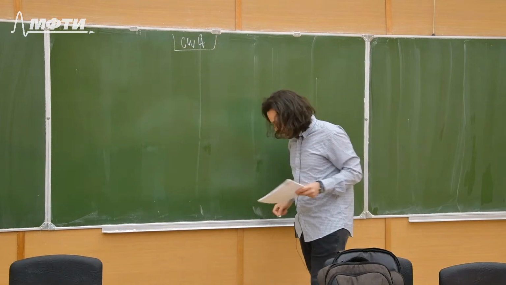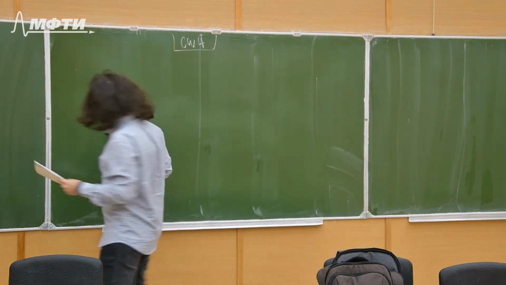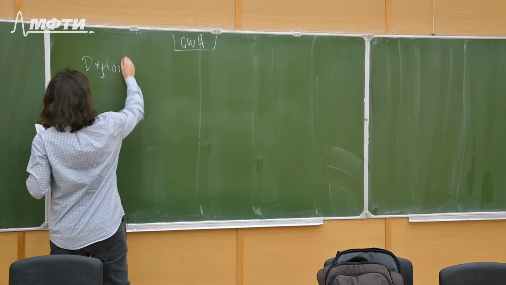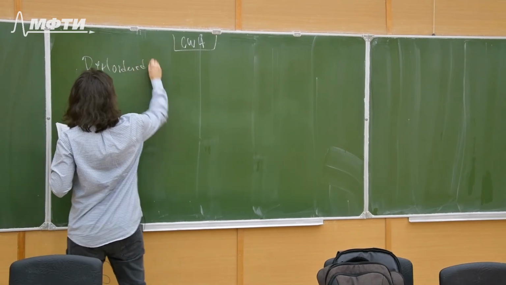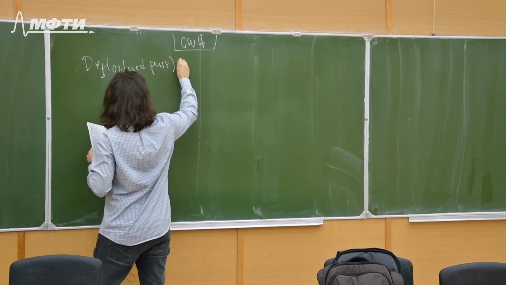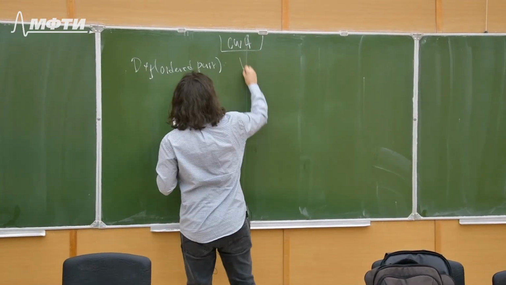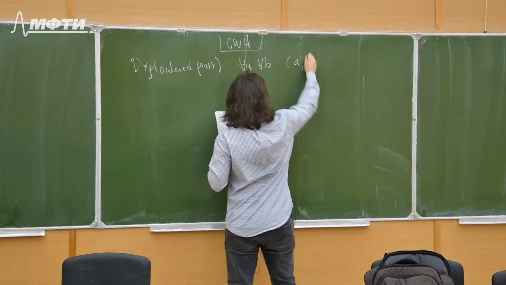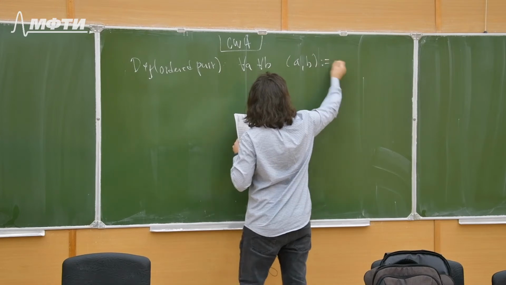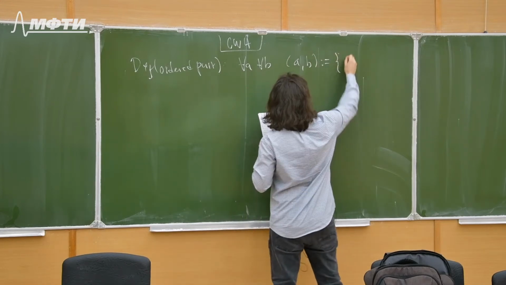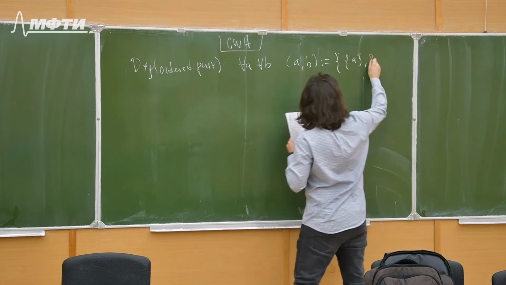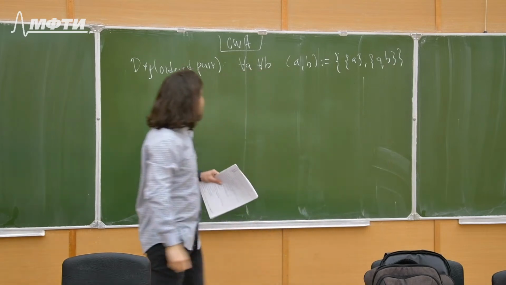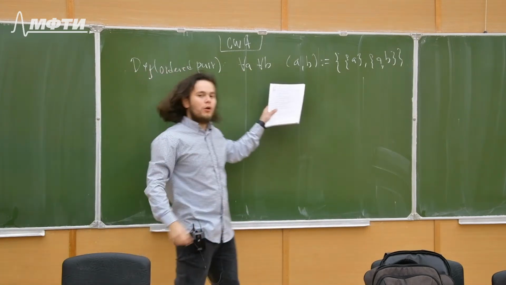Let me remind you of some important definitions. The first definition is for ordered pairs. For all A and for all B, the ordered pair A and B is defined by the following set. So this is the definition of ordered pair A and B.